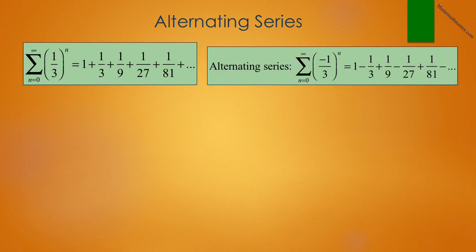Now consider the series summation n equals 0 to infinity of negative 1/3 to the n. This is also a geometric series, and it is convergent because the absolute value of r is less than 1. However, the terms are now 1 minus 1/3 plus 1/9 minus 1/27 plus 1/81 minus ... Because the terms switch sign, we call this an alternating series.